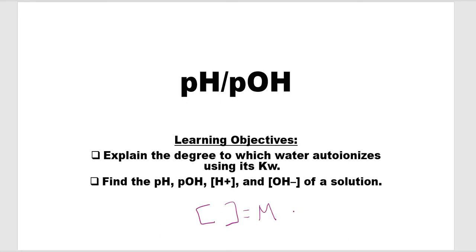As a really quick side note, whenever you see brackets, it's the same thing as molarity. And remember, molarity is just big M, it's moles over liters. So concentration, molarity, they all mean the same thing. Whenever you see the brackets, it just means how many moles of that solute you have within liters of the solution. So concentration, how many hydrogen ions or hydronium ions you have, and then how many hydroxide ions you have.